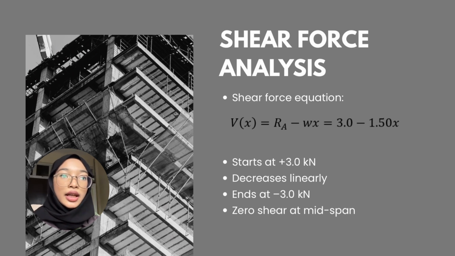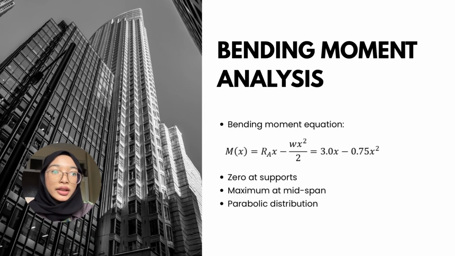The shear force at any section of the beam is determined using the shear force equation. The maximum shear force occurs at the support and has a value of 3 kN. The bending moment varies parabolically along the beam length. The maximum bending moment occurs at the mid-span and is equal to 3 kN.